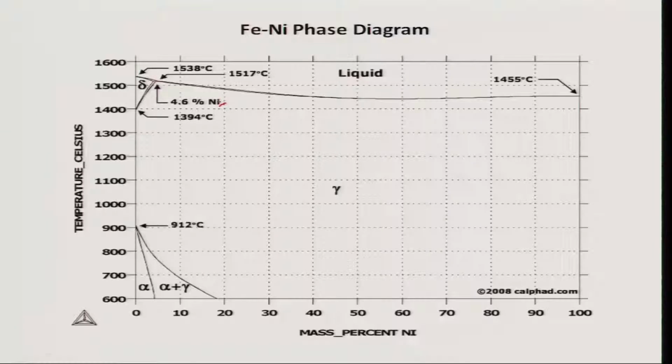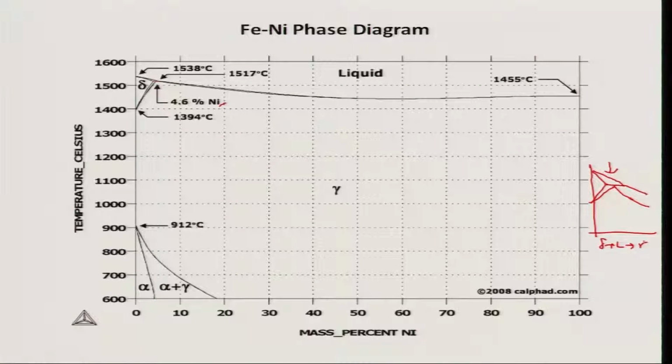Between iron and nickel, there is a continuous solution existing from the nickel rich end to very close to iron, but at about 4.6% nickel and 1517 degrees Celsius, there is a peritectic reaction. Although it is not clear, it is a very small peritectic reaction. So this is how the phase diagram looks. This is a peritectic reaction existing at that temperature, nothing but delta plus liquid giving gamma. Same as the iron carbon phase diagram, but it is very clear.